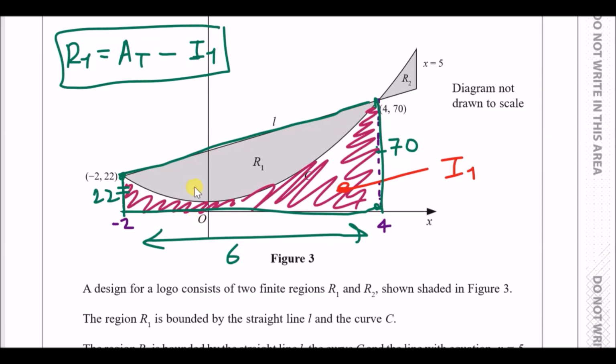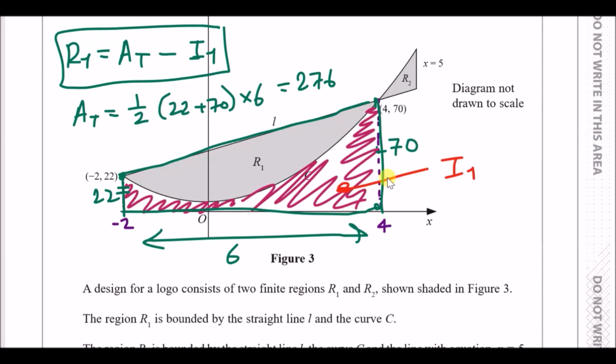So let's start with the easy one. What is the area of the trapezium? So we could say that the area of the trapezium, AT, is literally the average between the two parallel lengths. So the average, which is half of 22 plus 70, times the other length, the perpendicular length, so the width, which is 6. Okay, so that's one thing. Doing this in your calculator, you should get 276. So that's the area of the whole shape, the whole trapezium.